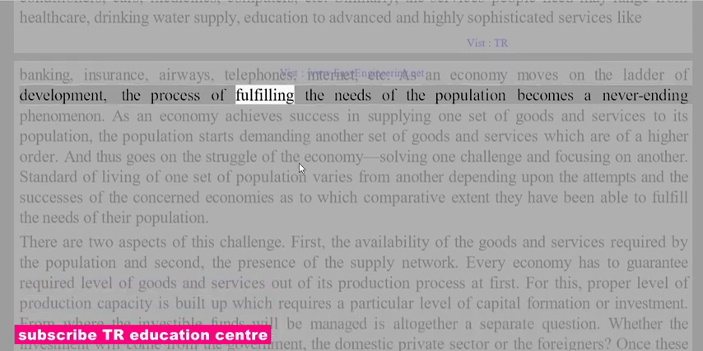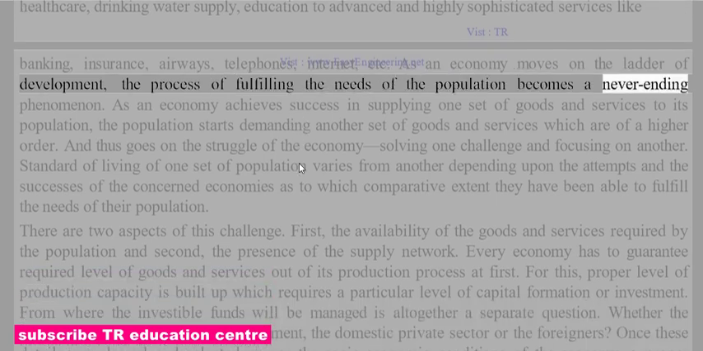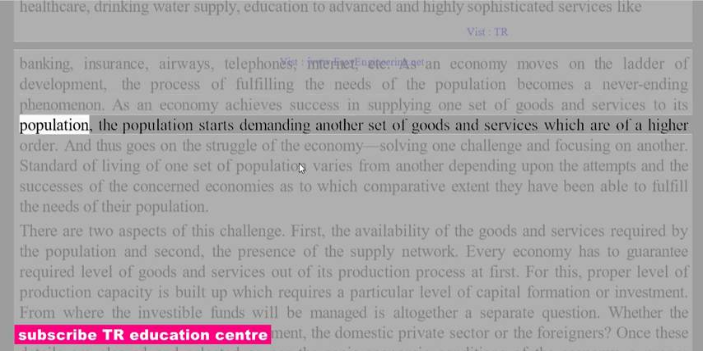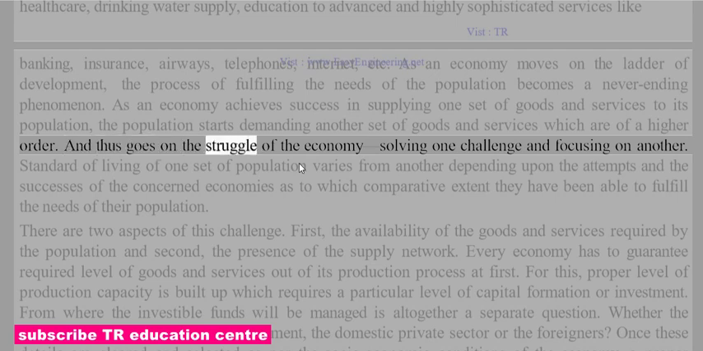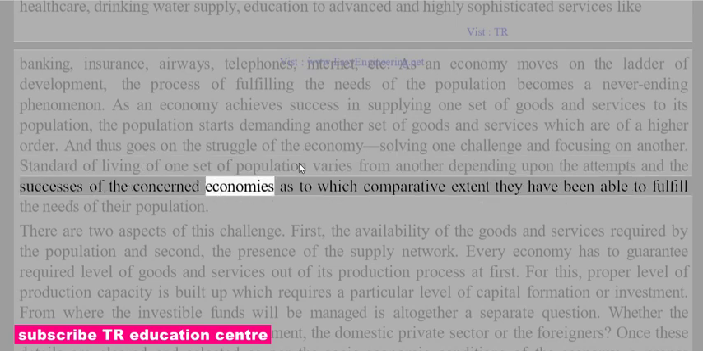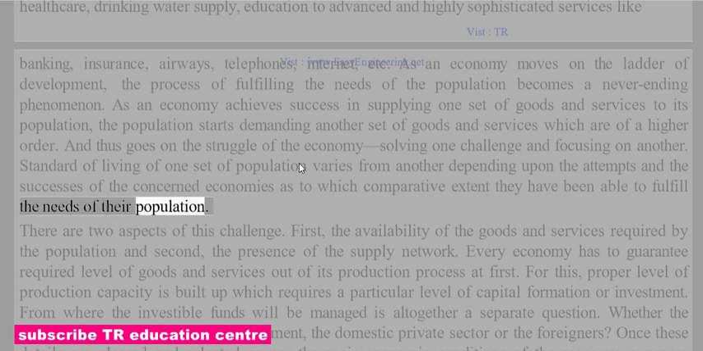The process of fulfilling the needs of the population becomes a never-ending phenomenon. As an economy achieves success in supplying one set of goods and services to its population, the population starts demanding another set of goods and services which are of a higher order. And thus goes on the struggle of the economy, solving one challenge and focusing on another. Standard of living of one set of population varies from another depending upon the attempts and the successes of the concerned economies as to which comparative extent they have been able to fulfill the needs of their population.